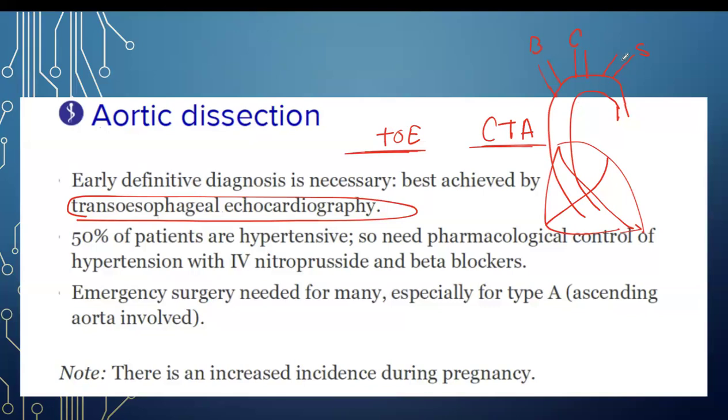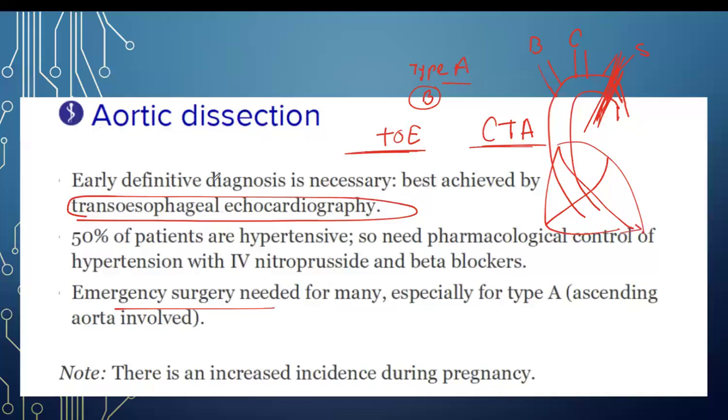If a tear happens proximal to the subclavian artery, so anything in this area, that will be called type A aortic dissection. And any dissection distal to this left subclavian artery is called type B. Which one is worse? Type A, definitely, because it is close to the heart. For type A, you need to go for emergency surgery, and the chance of dying is really high. So it is difficult to treat this kind of patient.